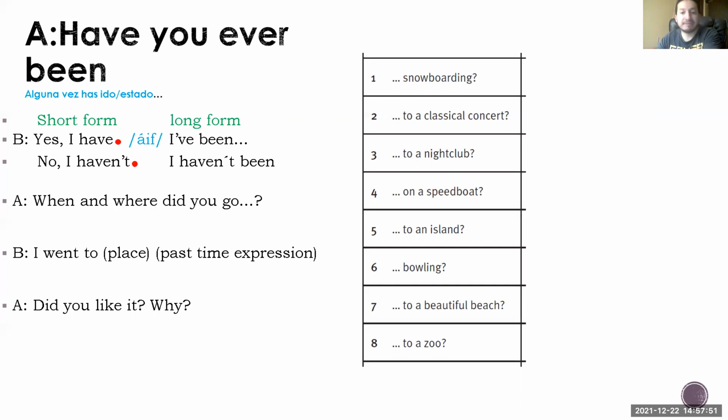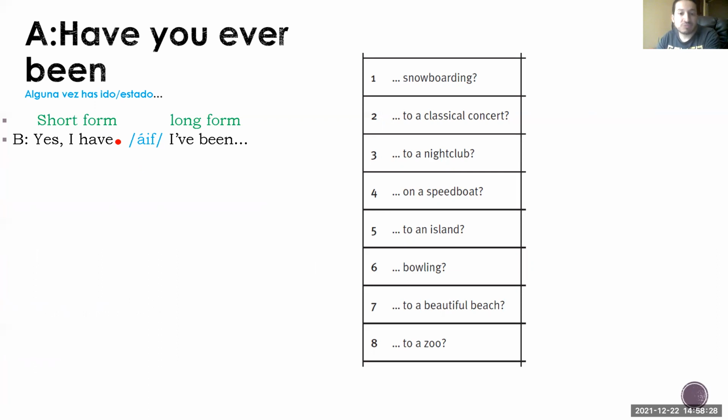Okay. Did you like it? Why? I'm using the past simple to ask for details. No, I really didn't like it because it was very cold. Okay, so cold. Or maybe yes, I liked it because I was with my best friends and we had a good time. Okay, so basically we use the present perfect at the beginning to break the ice, to start a conversation. Okay, and then if we want to ask for extra details, we use the past simple.